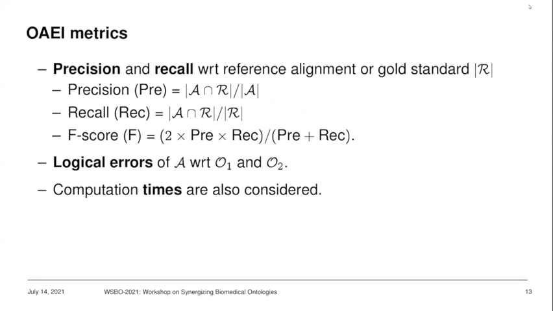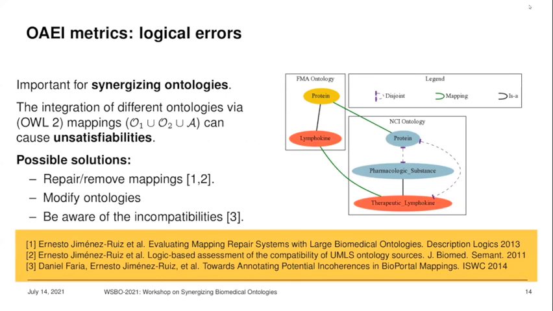Those metrics are the standard precision and recall, but we also focus on logical errors and computation times. And as mentioned before, I really like trying to give proper semantics to the alignments. If you assume that the mappings that a system produces, or that are available in a repository, can be interpreted as axioms, and you put everything together, input ontologies plus alignments, then you will most probably get some problems. I really like that there are systems like KBoom and Boomer that are trying to deal with this problem. And I think it's key to lead or drive these synergies, how to synergize ontologies.